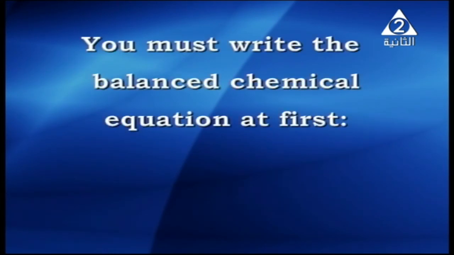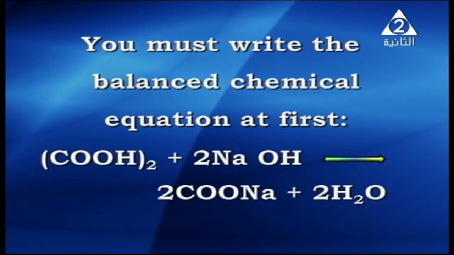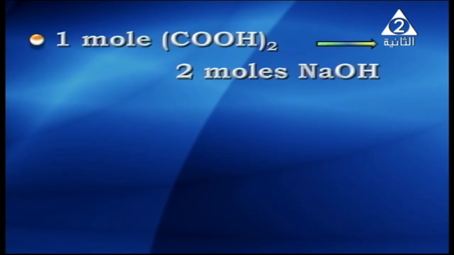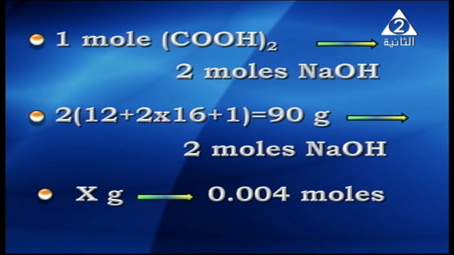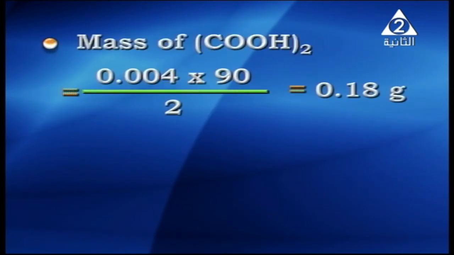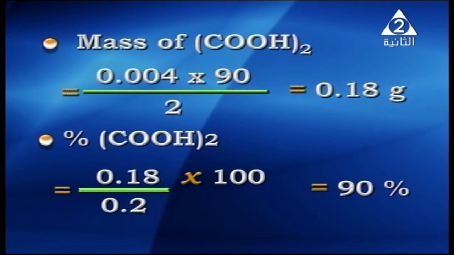You must write the balanced chemical equation at first. So (COOH)2 plus 2 NaOH gives (COONa)2 plus 2H2O. So 1 mole of oxalic acid (COOH)2 reacts with 2 moles of NaOH. So here 2 times 12 plus 2 times 16 plus 2 times 1 equal 90 gram reacts with 2 moles of NaOH. So X gram reacts with 0.004 moles. So the mass of oxalic acid reacted equal 0.004 times 90 over 2 equal 0.18 gram. So percentage of oxalic acid 0.18 over 0.2 times 100 equal 90%.